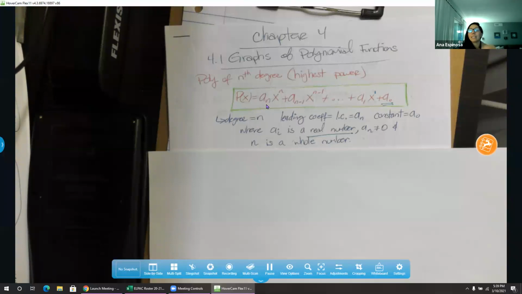Leading coefficient is the number next to that highest power. So it's just a number, could be positive, negative. It's a number next to the variable with the highest power. Okay, and everything is okay. And the last one is the constant. The constant is just a number without a variable. End of story. That's it.